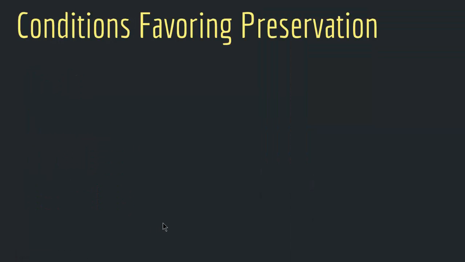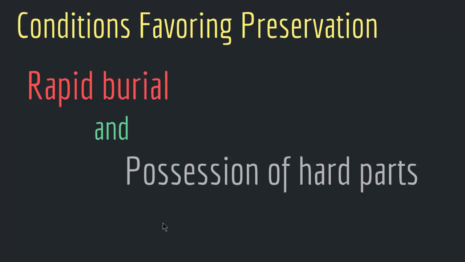Okay, so we have talked about fossils, and we have talked about how animals have been preserved millions of years ago and now we can look at them. But what conditions favor preservation? Well, two conditions favor preservation, and they are rapid burial and possession of hard parts.